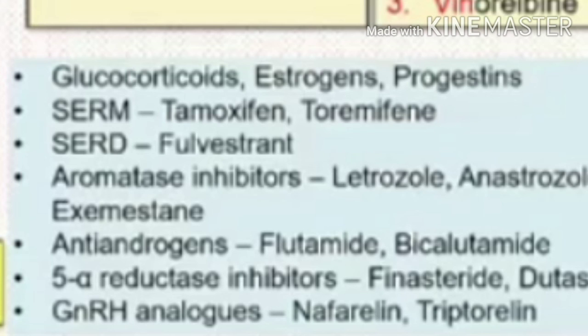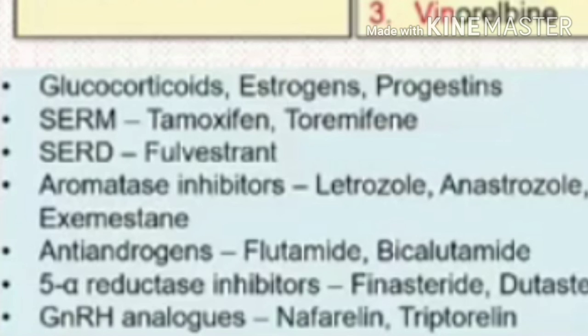So in this group, we have glucocorticoids, estrogens, progesterones, SERMs or selective estrogen receptor modulators such as tamoxifen, toremifene. The SERMs I have already talked about in one of my previous videos. Then we have the SERDs or selective estrogen receptor downregulators such as fulvestrant, aromatase inhibitors such as letrozole, anastrozole, exemestane, the anti-androgens such as flutamide, bicalutamide, the 5-alpha reductase inhibitors such as finasteride, dutasteride, and GnRH analogues such as nafarelin and triptorelin.